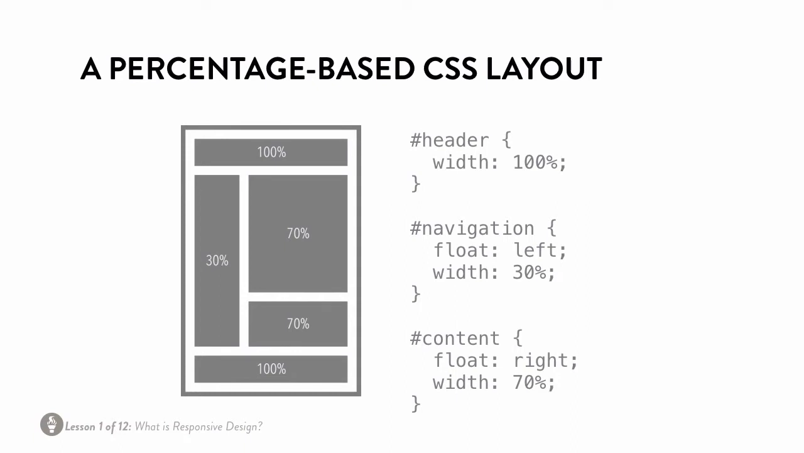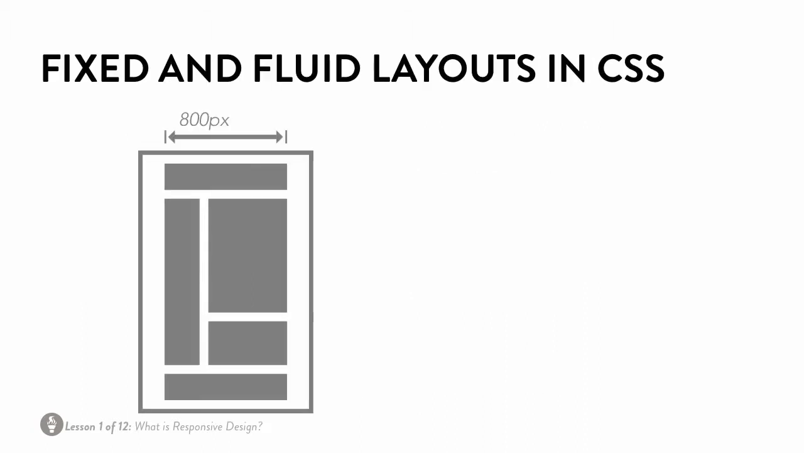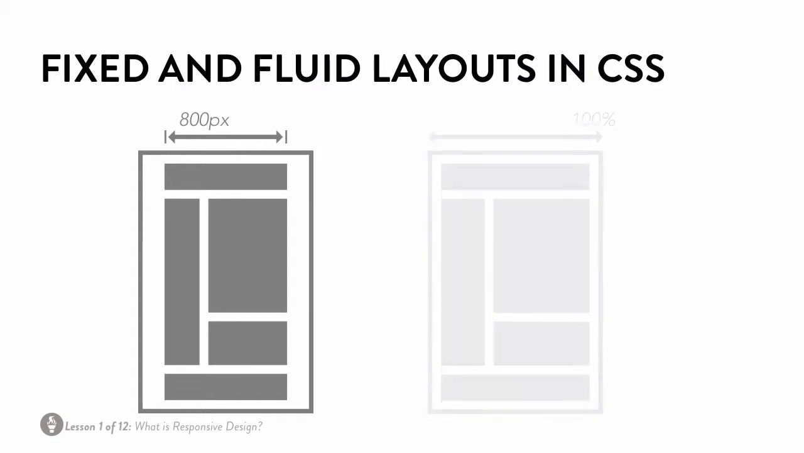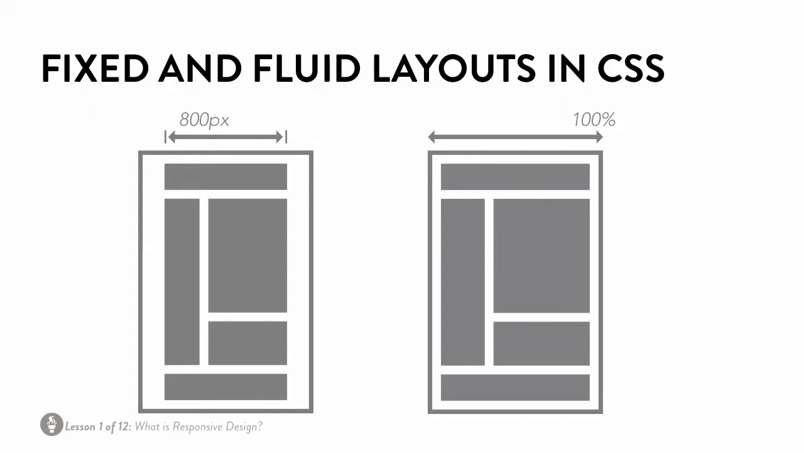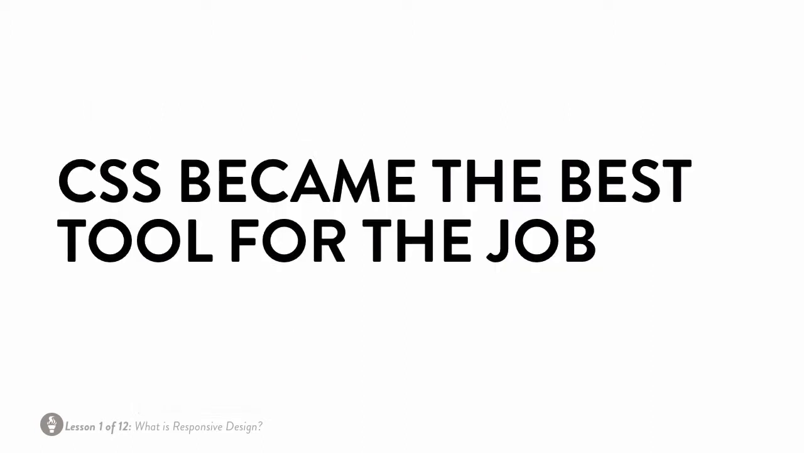Far less code was needed to achieve similar layouts, and it worked in harmony with HTML as a separate presentation layer. You could create a basic layout using a few lines of code and some HTML. Just like tables, you could have a fixed layout of 800 pixels, and you could create a fluid layout that stretched to 100% of the screen. So CSS became the best tool for the job at the time.